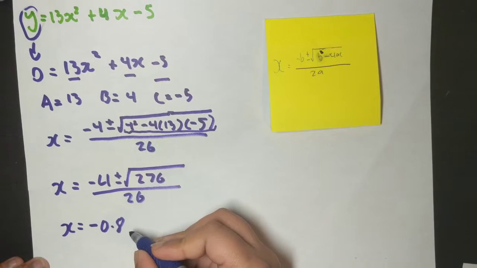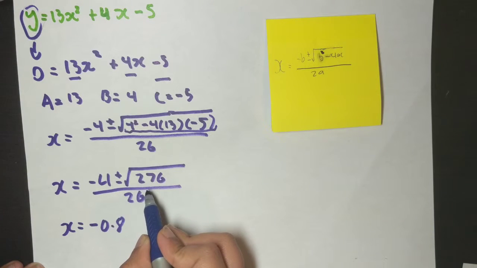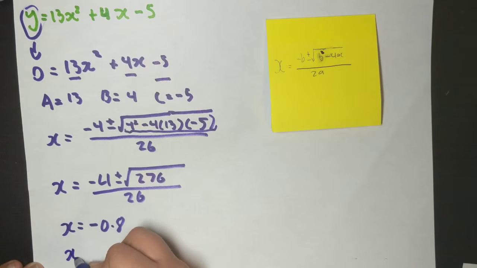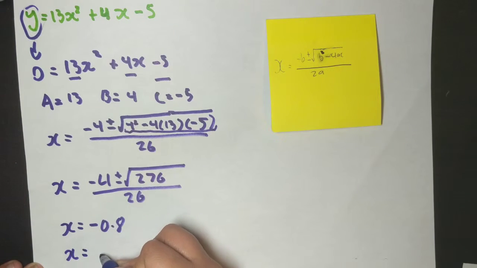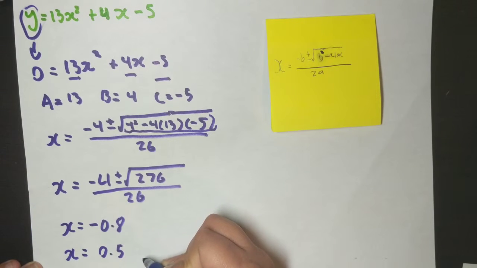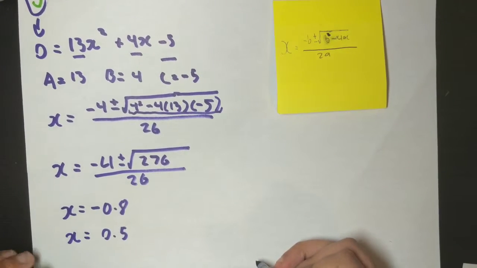And this is our first x-intercept. And negative 4 plus the square root of 276 divided by 26 gives us 0.5 approximately when rounded. This is our second x-intercept. And now we have both of our x-intercepts and we are done.